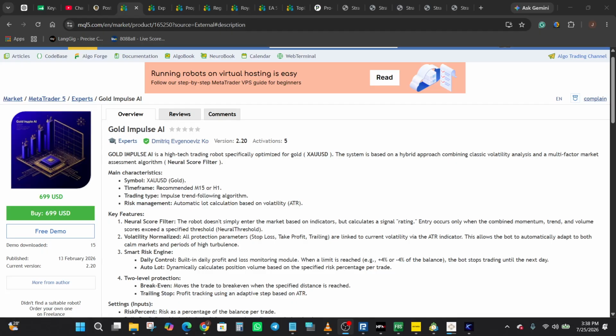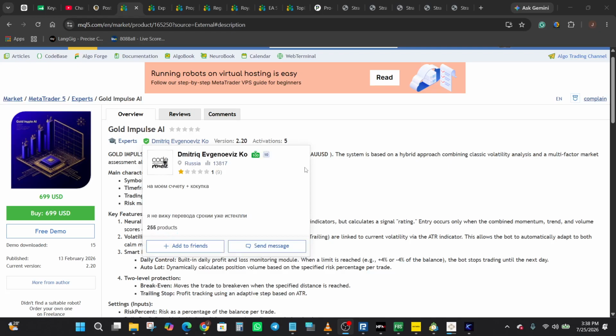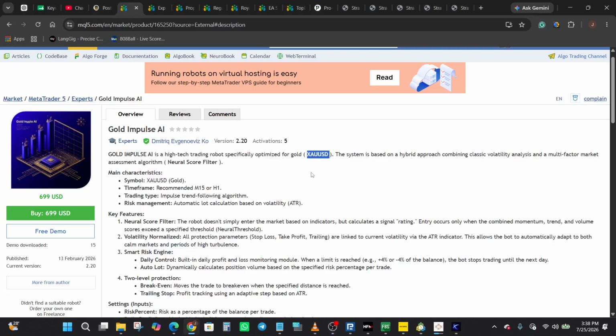Welcome back traders. In this video, we are going to be taking an objective look at Gold Impulse AI, an expert advisor designed specifically for trading gold, symbol XAUUSD. This review is for MetaTrader 5 as listed on the MQL5 Marketplace.